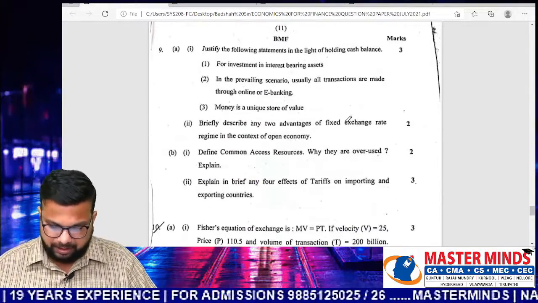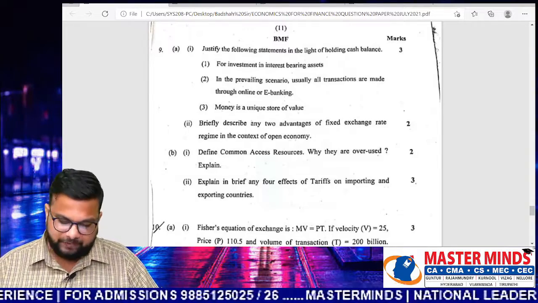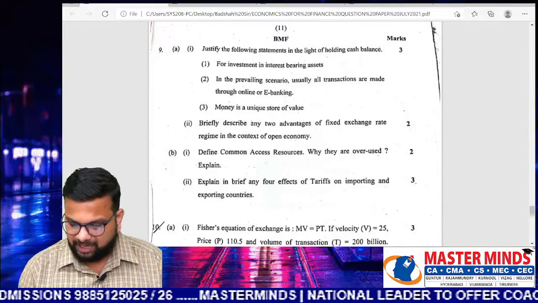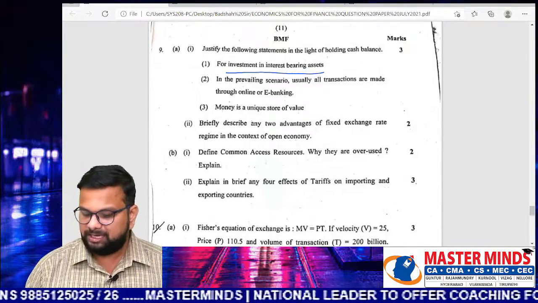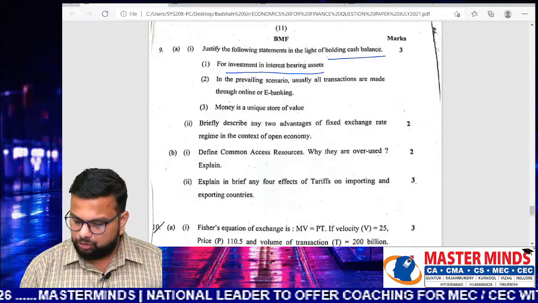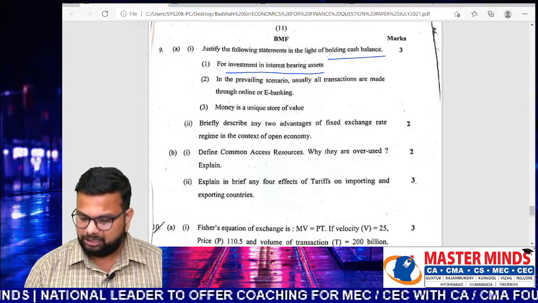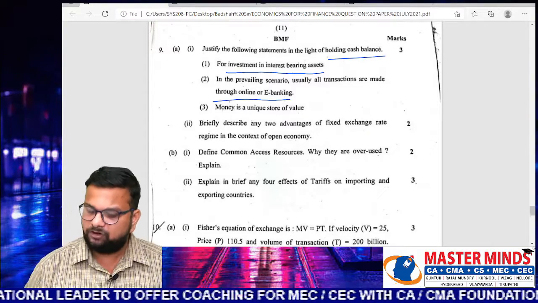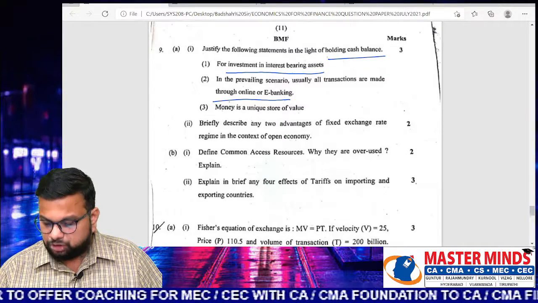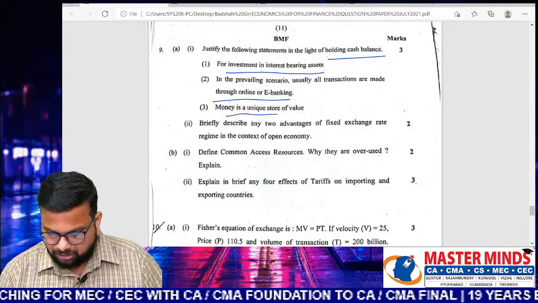Next, Nana, question number 9. Justify the following statement in the light of holding cash balance. First, for investment in interest bearing assets, what will the holding cash balance be? In the prevailing scenario, usually all transactions are made through online and e-banking. So in case of online and e-banking purchases, what will be the holding cash balance? Next, money is a unique store of value. When money has a unique store value, what will be the holding cash balance? That we have to explain.